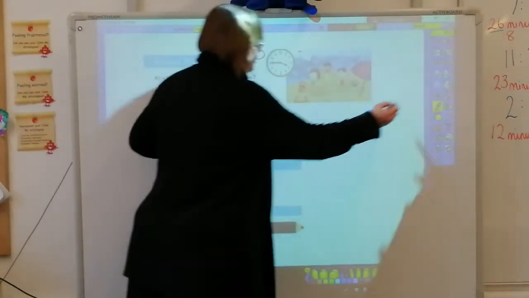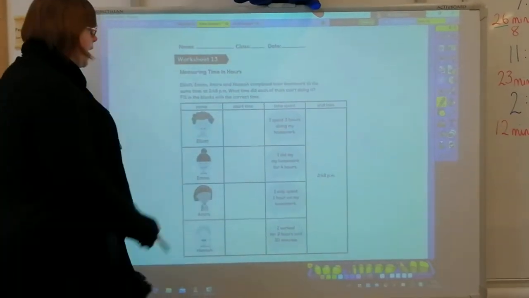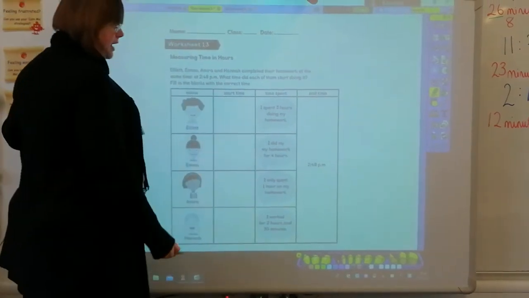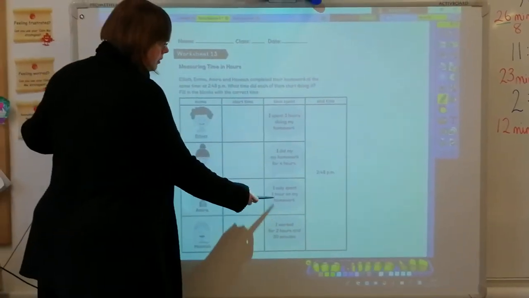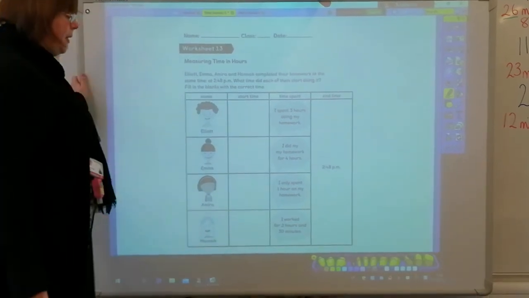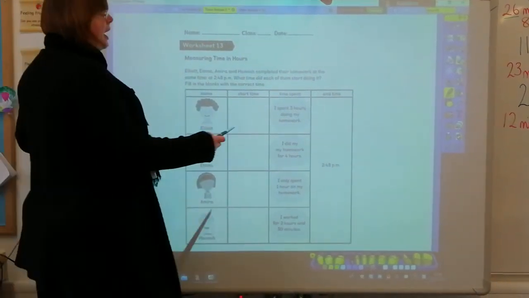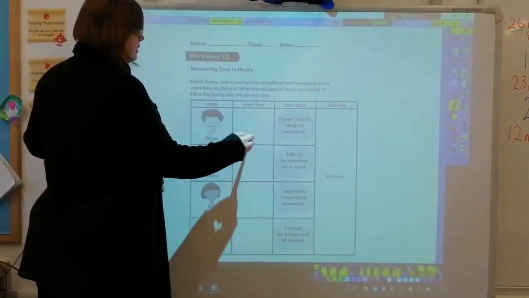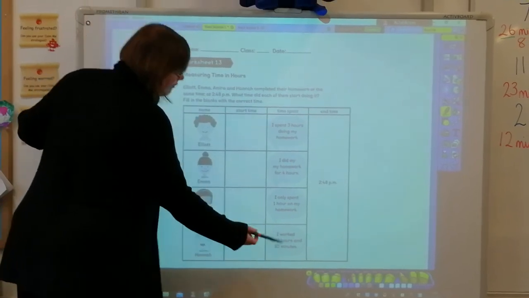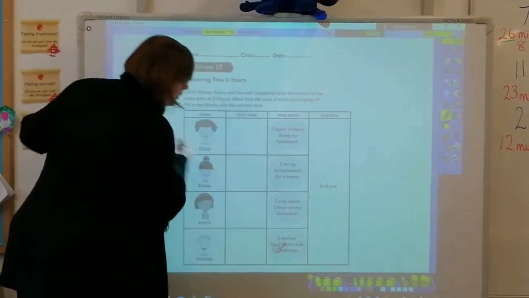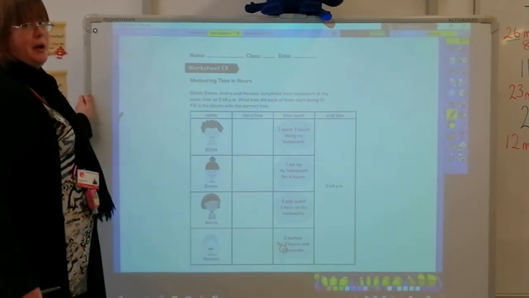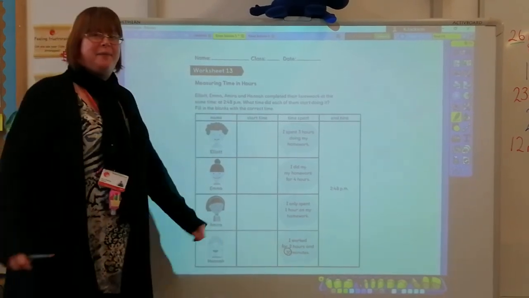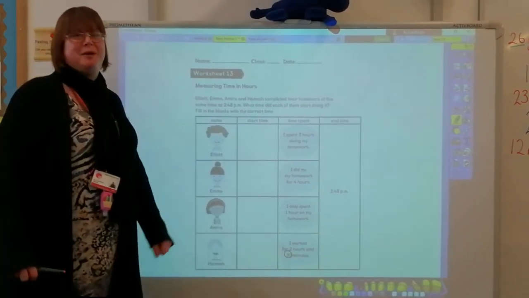When you've done that, you're going to move on to worksheet 13. It gives you the end time here of 2:45, and it tells you how long each person has spent on their homework. You've got to work out what time they started doing their homework. These 3 are really simple because they're nice hours, but be careful with this one because it's giving you an extra 30 minutes. It's trying to trick you. Work your way through that and then you're done for the day. I'll see you for our last homeschooling maths lesson tomorrow.